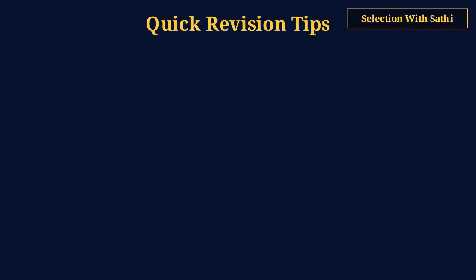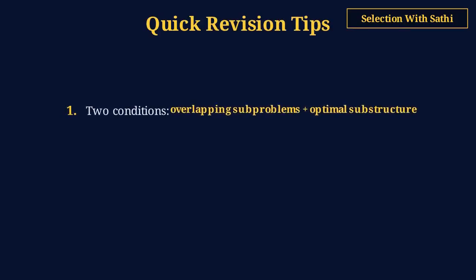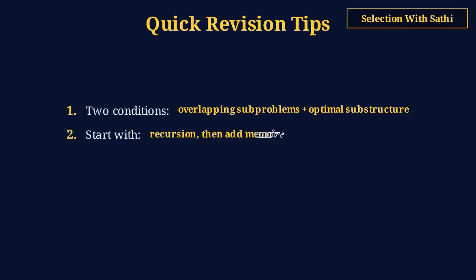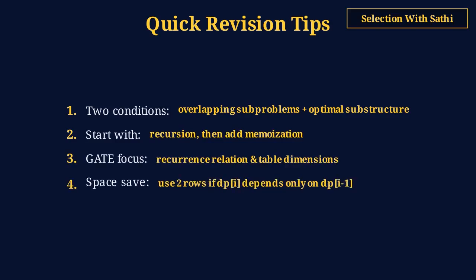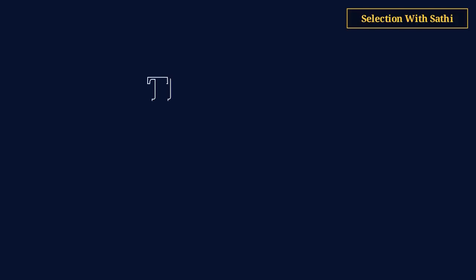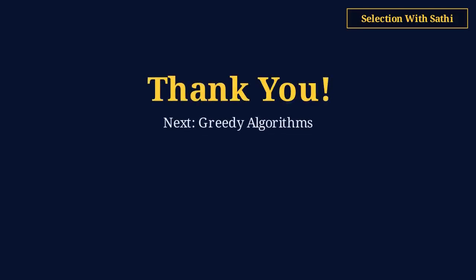Quick exam tips. First, check both properties, overlapping subproblems and optimal substructure. Second, start with the recursive solution and add memoization, easiest way to get started. Third, GATE often asks for the recurrence or the table dimensions, so focus on state definition. Fourth, if dp[i] only depends on dp[i-1], use 2 rows instead of the full table to save space.